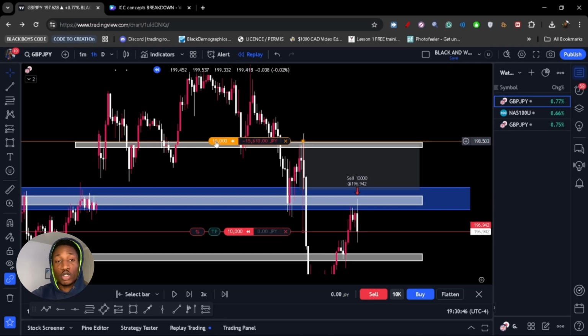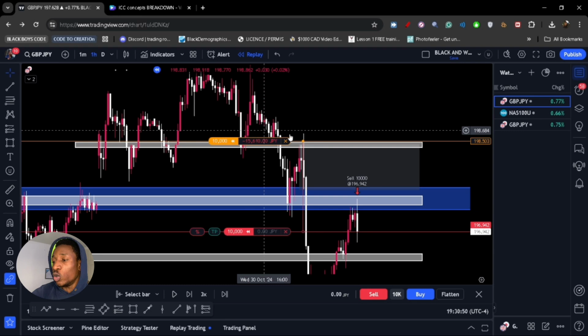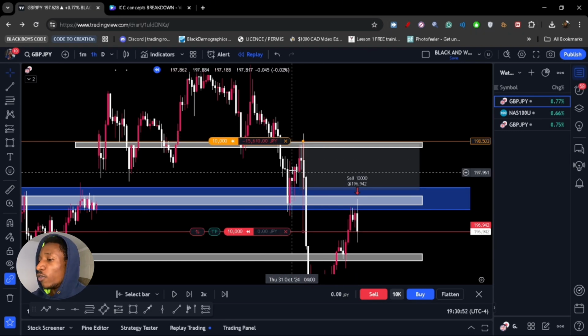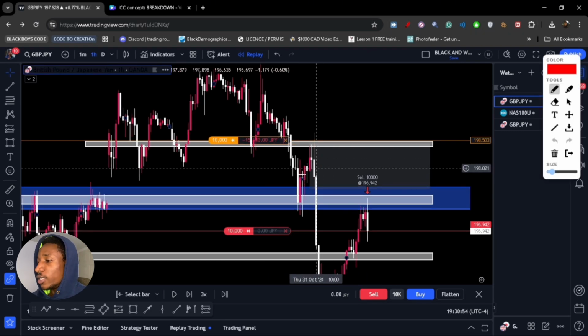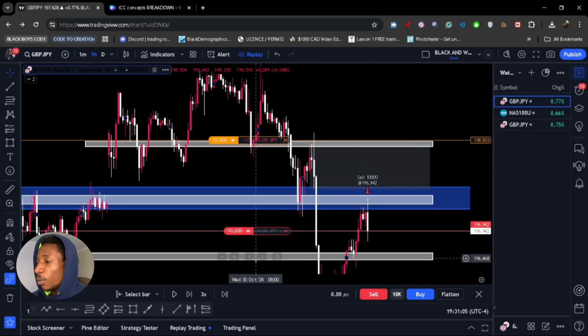Once you do that, the next step is to wait for price to either go to the half of this specific doji candle right here and take your trade, so half right here and take your trade, or you wait for price to give you an entry somewhere around here, a shooting star entry. In this case, look at what happened.